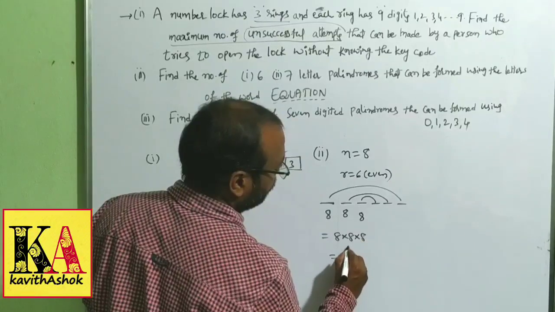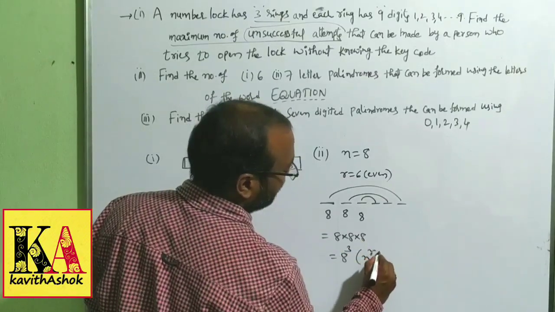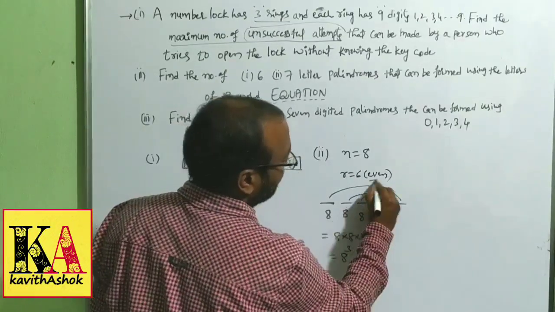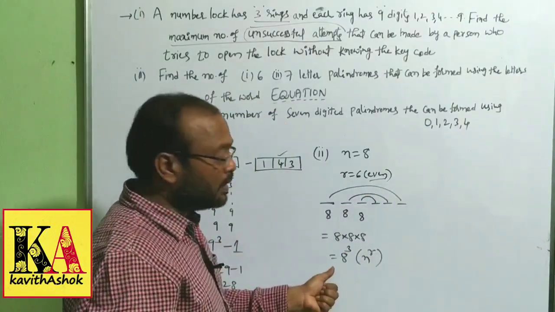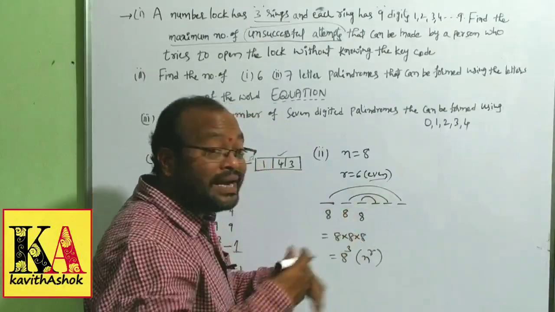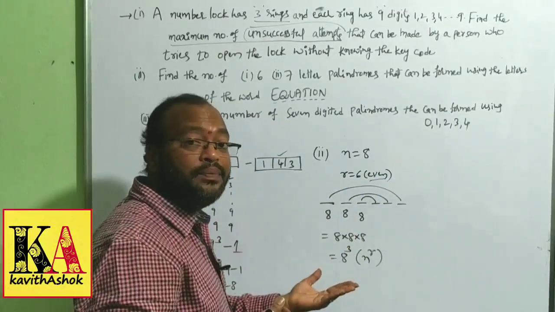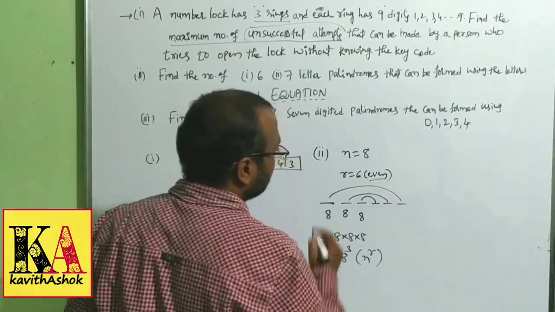This is 8 cubed. We already have the formula n power r, where r is even, we have the n power r by 2 formula. By directly writing the formula also, we can substitute like this. If we write like this, we understand the total problem and the concept behind it. Is it clear now? Next.